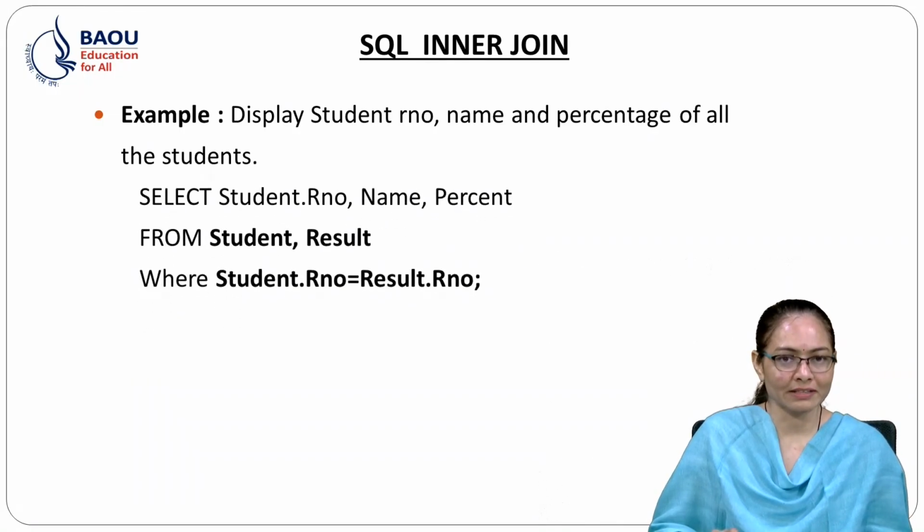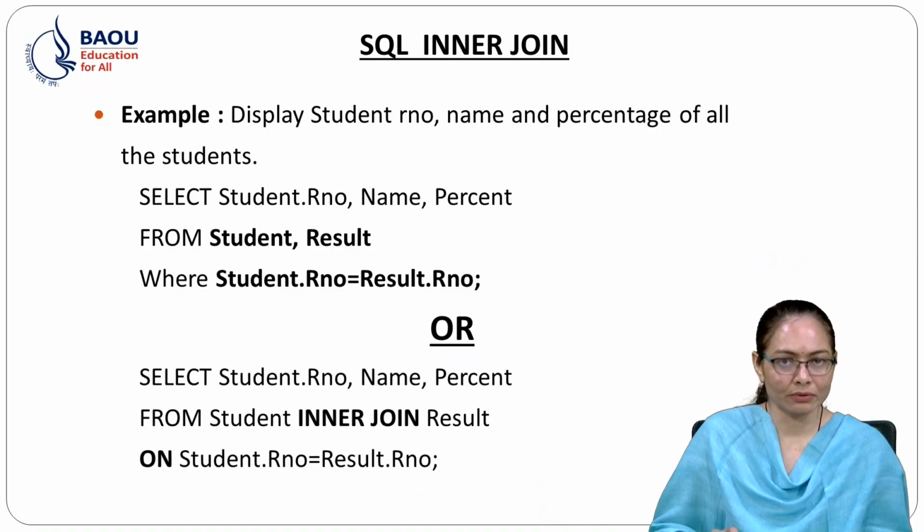Now how to write the join query? Select student.roll number, name, percentage from student, result where student.roll number is equal to result.roll number. Or select student.roll number, name, percentage from student inner join result on student.roll number is equal to result.roll number.